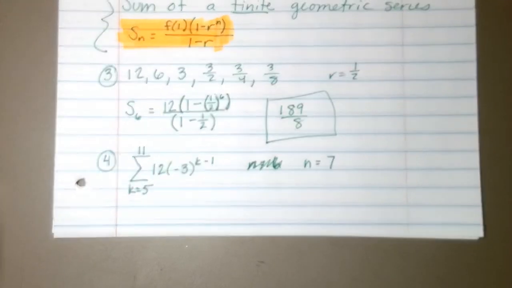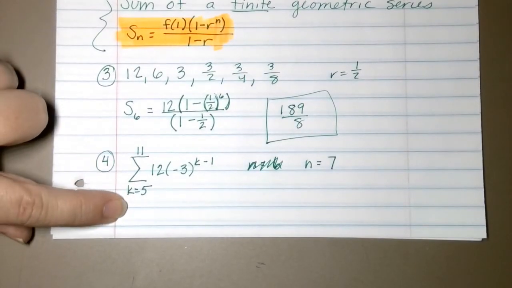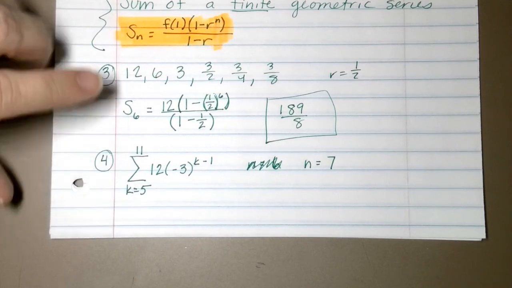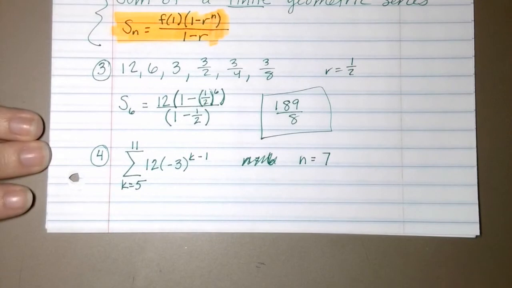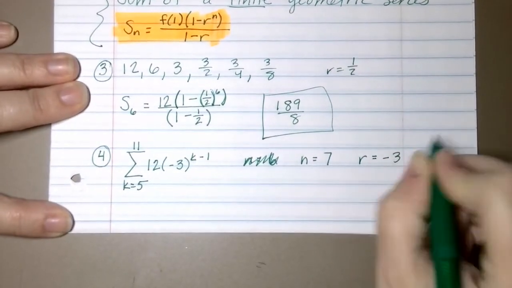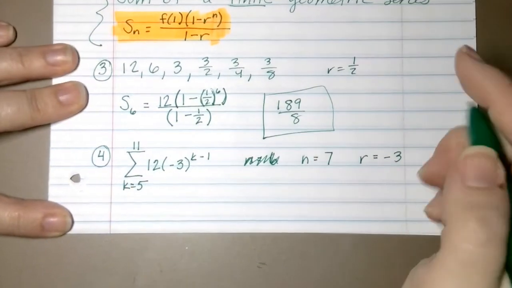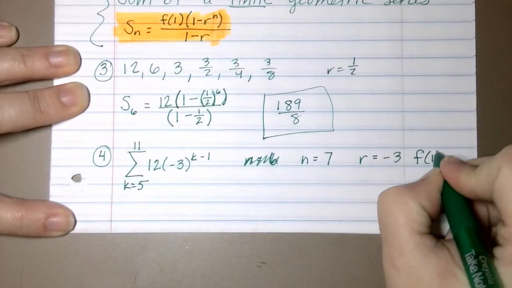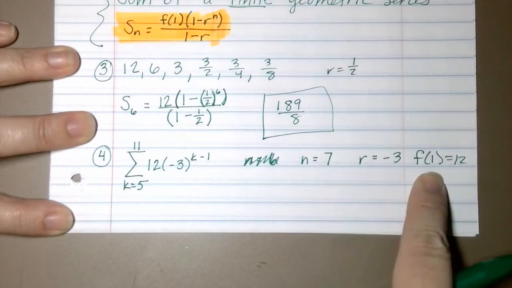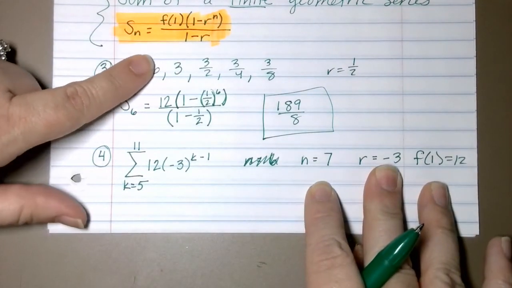Now again, that's tricky because your brain wants to just do 11 minus 5. But that would imply you're skipping 5 terms, and you're not. You're only skipping 4. Okay? So my n value is 7. What is my r value? Negative 3, right? R is negative 3. What's 12? The first term. So from all of this, I'm able to pull out that. So all I have to do is plug that into my sum formula, and I'll get my answer.